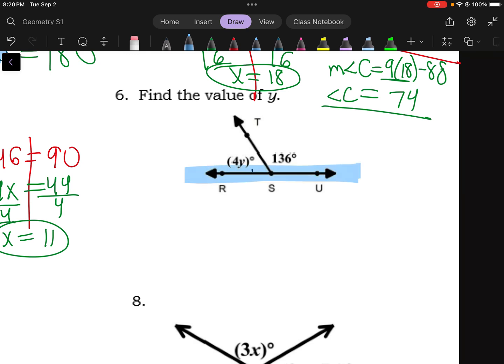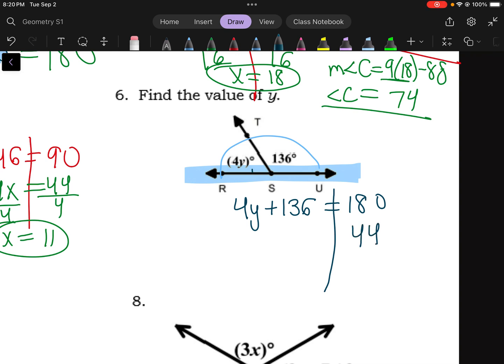So this is a straight line, and these add up to 180 degrees. So 4y plus 136 equals 180. So what can I subtract from both sides? 180 minus 136 is 44. Oh my gosh, it looks like the same exact question. It's just a different one to solve. And then I divide by 4, and y equals 11.